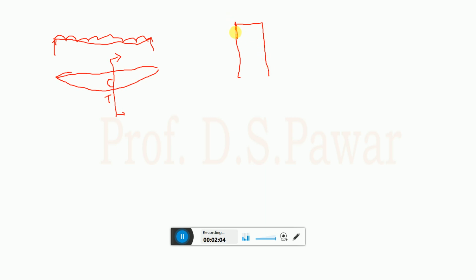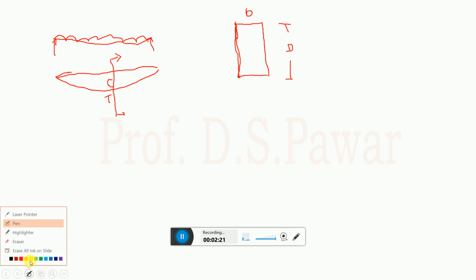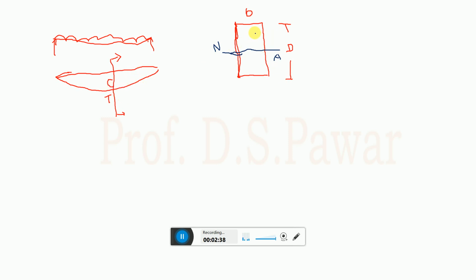Sorry, here online I cannot draw the correct diagram, so please try to understand. If this is the beam, having the width and the total overall depth D here, and somewhere here the neutral axis is. Already you people know what is neutral axis: the axis which divides the compression zone and tension zone. So at the top of the beam is the compression zone, and here is the tension zone.